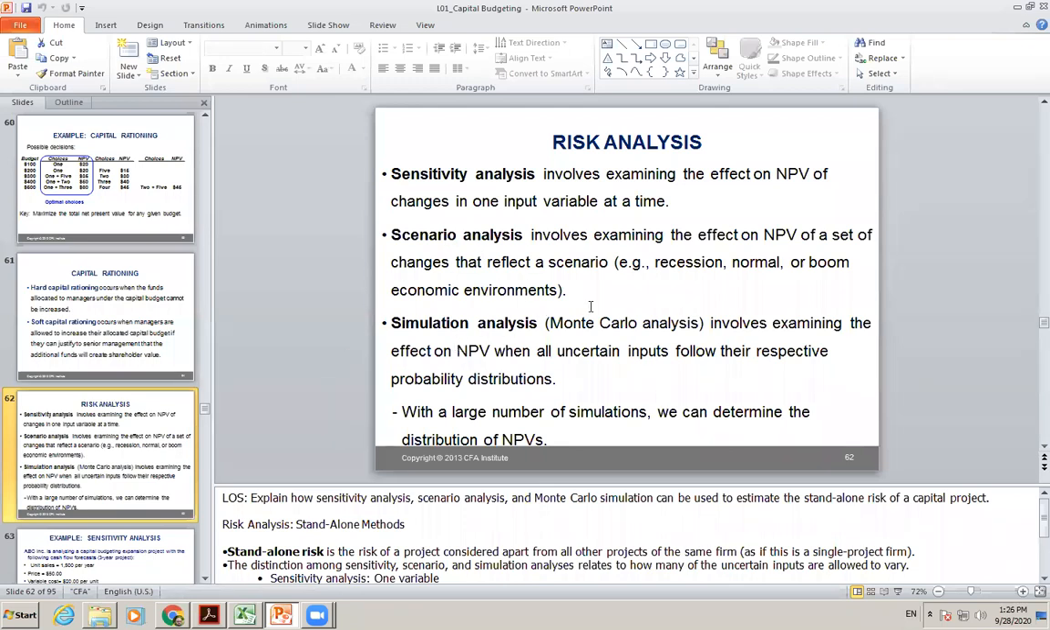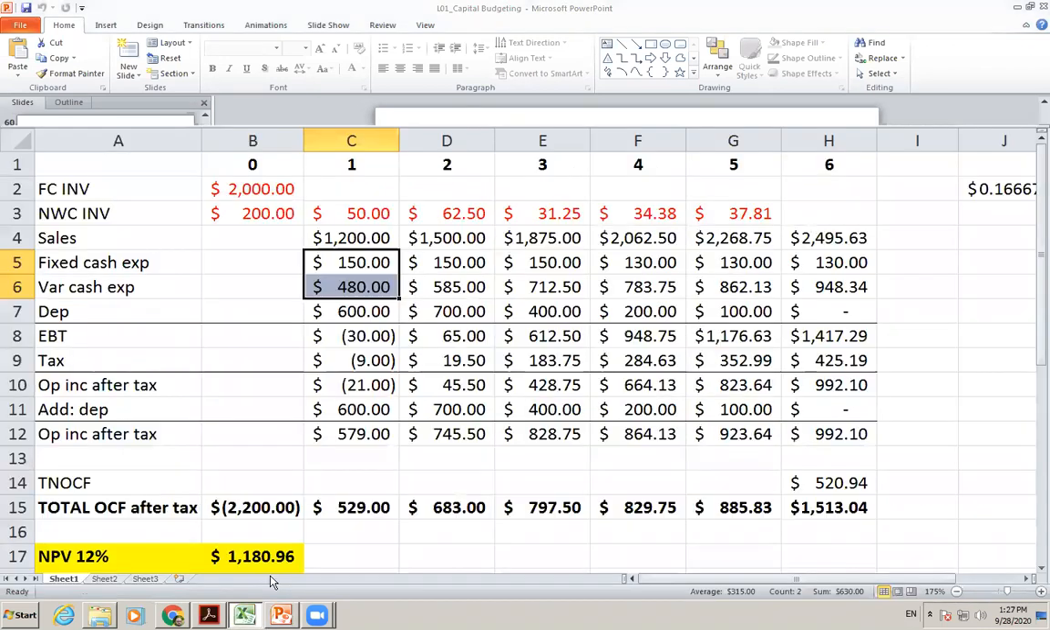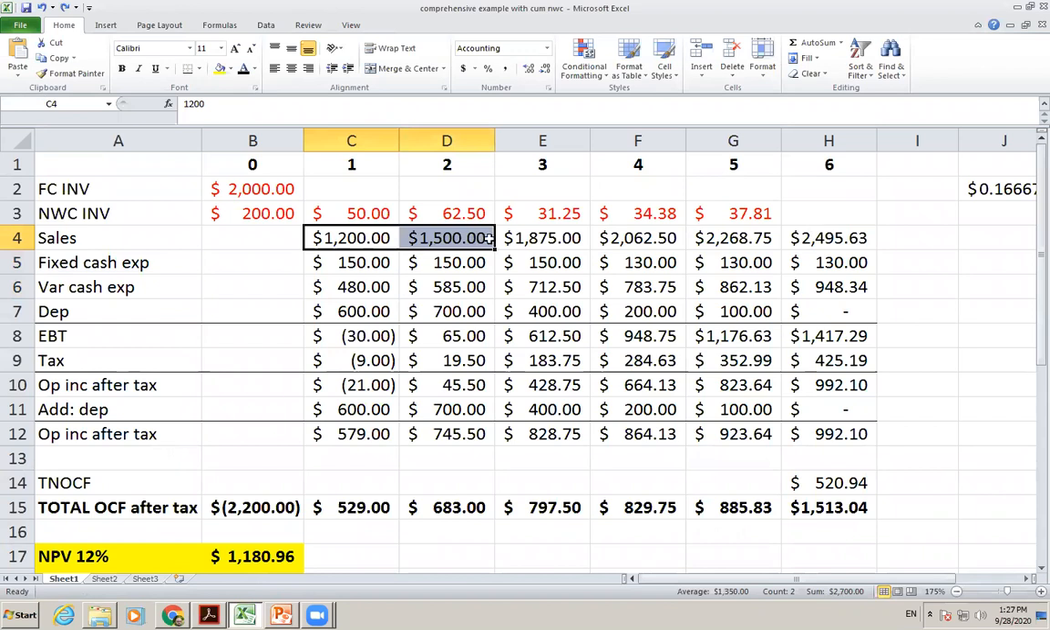When it comes to simulation analysis, like Monte Carlo analysis, it involves examining the effect on NPV when all uncertain inputs follow their respective probability distributions. So with a large number of simulations, we can determine the distribution of NPV. In here, we're trying to predict our NPV with a certain sales, a certain fixed cost, a certain variable cost and depreciation. However, when we do the Monte Carlo analysis, we do some manipulation.